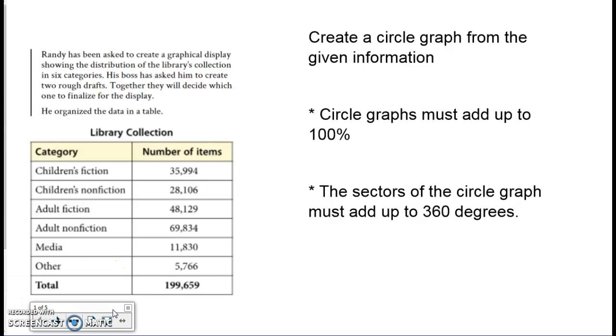So today we're going to be looking at another kind of display that we haven't done yet. We're going to be creating relative frequency graphs. So let's start out with a circle graph. I'll explain relative frequency later.